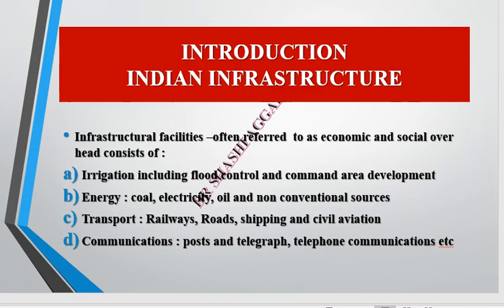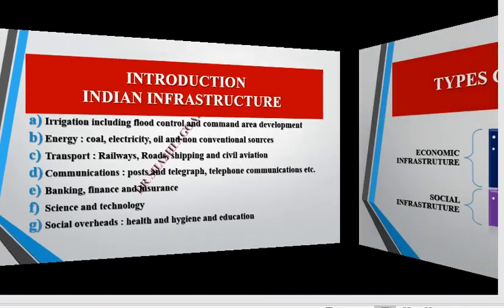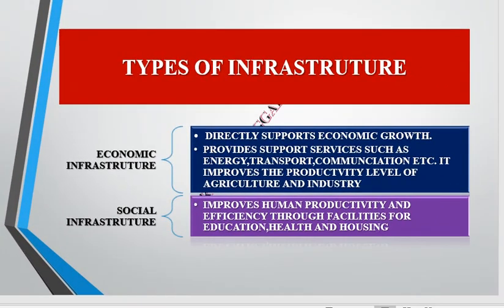Infrastructure facility often referred to as the economic and social overhead. So we could define infrastructure is of two types: economic infrastructure, social infrastructure. So the economic infrastructure which directly support the economic growth. It provides support services such as energy, transport, communication. It improves the productivity level of agriculture and industry. So economic infrastructure plays a vital role in the prosperity of agriculture and industry. And when we talk about the social infrastructure, it improves the human productivity and efficiency through providing the facility of education, health, and housing, etc.